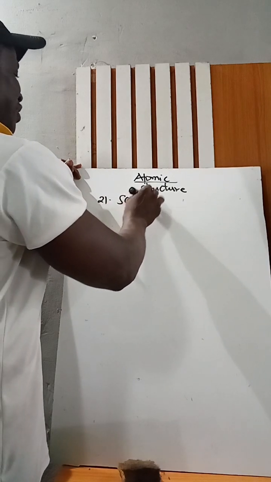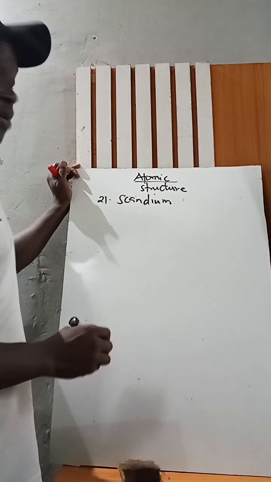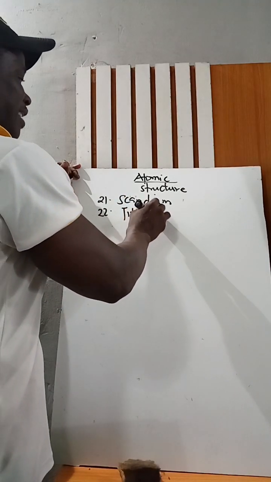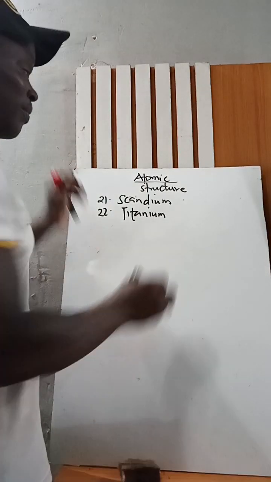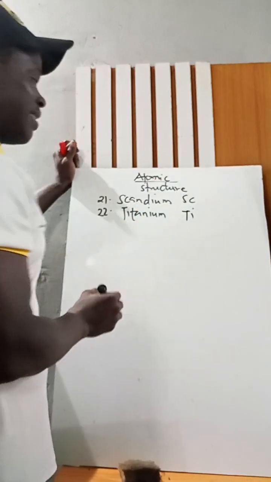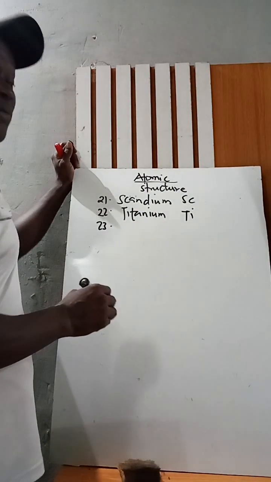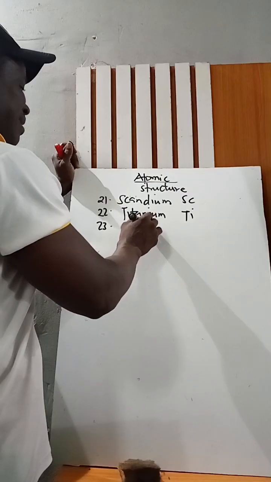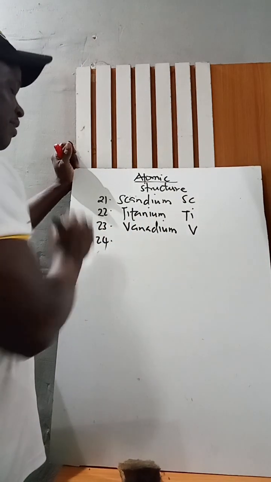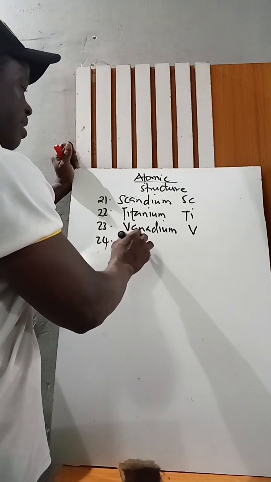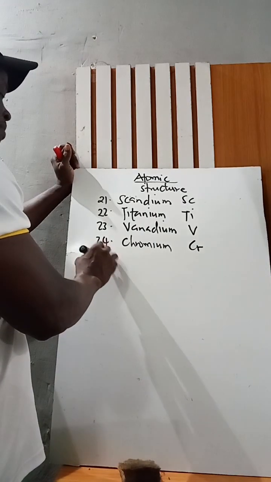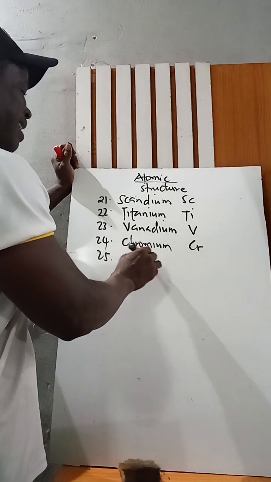21 is scandium. Then 22 is titanium. Scandium is Sc. Titanium is Ti. Then element 23 is vanadium. That's V. Element 24 is chromium. That's Cr.